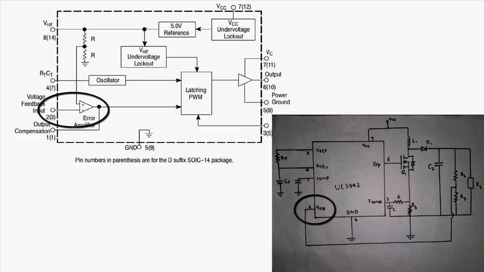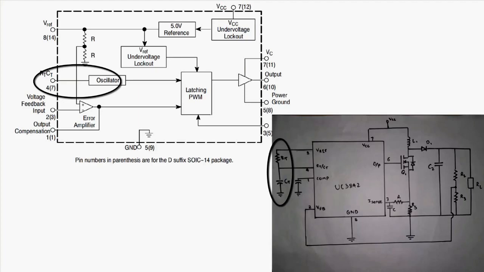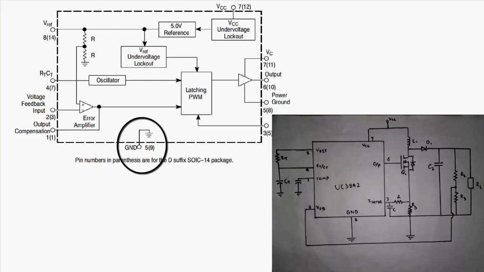The second pin is used to get the feedback voltage and it is given to the inverting terminal of an error amplifier, and the non-inverting terminal is connected to the reference voltage which is internally generated by the IC. The output of the error amplifier is compared to the sawtooth wave and it regulates the output voltage. The sawtooth wave is generated by using an RC combination which is connected to the fourth pin. The fifth pin is ground, and the first pin is for compensation.